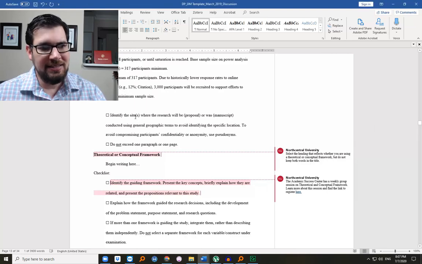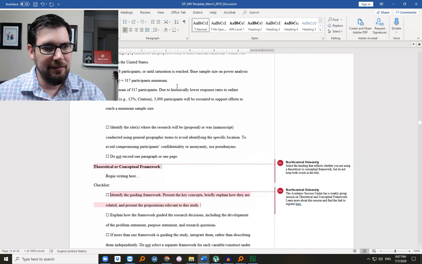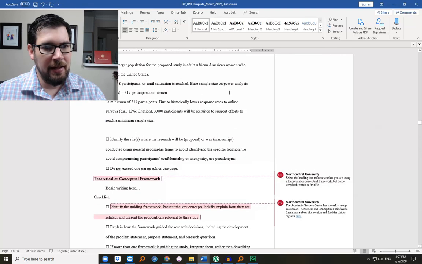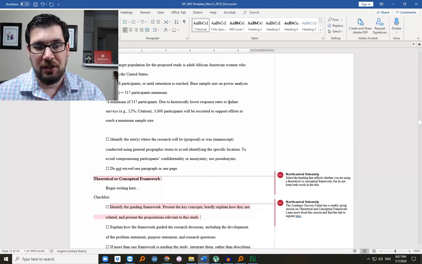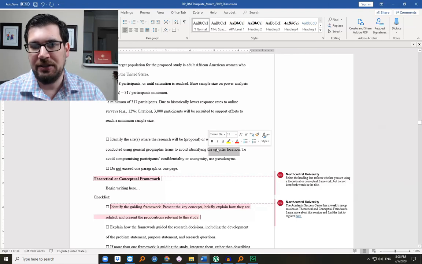So here, identify the site where the research will be. In this example that I just gave, if it's an online survey, maybe I'm using Facebook groups, which could be anybody, anywhere. But maybe I want to limit that to African American women in the United States. Therefore, my location would be the United States, online, reached via Facebook.